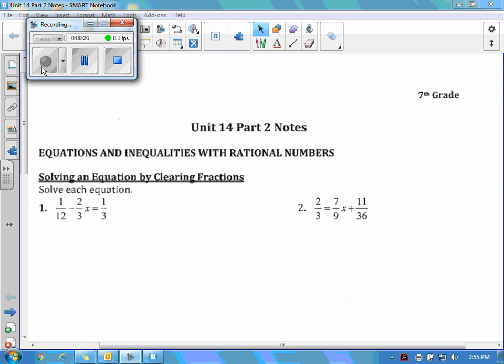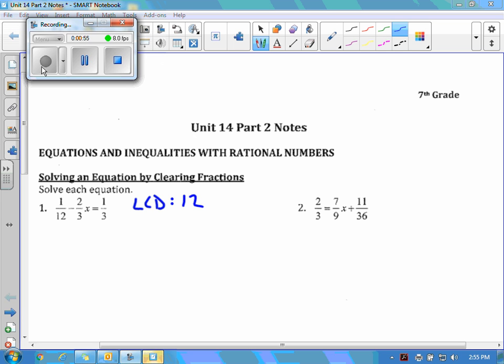So it says to solve each equation, and if you look at our first one, it has 3 different fractions in the equation. So to do the method of clearing fractions, the first thing you have to do is find a least common denominator. Now at this point, I'm assuming you know how to do least common denominator. If you're still struggling with least common denominator, please come get help from me. So I need to use the least common denominator of all 3 denominators. So 12, 3, and 3. So the least common denominator would be 12.